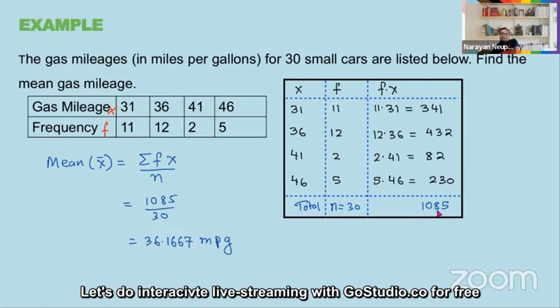And remember one thing, if you are writing the answer in decimal, always try to write up to 4 decimal places, unless otherwise makes sense. Like if you are talking about money, we go up to 2 decimal places, right? Like $85.12 or something like that. But otherwise, you go up to 4 decimal places.